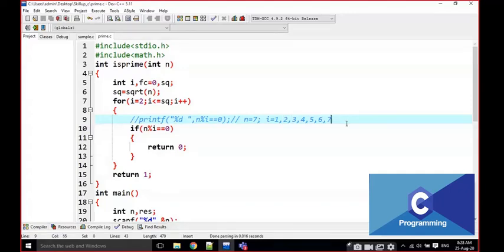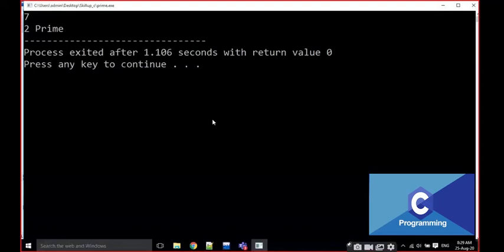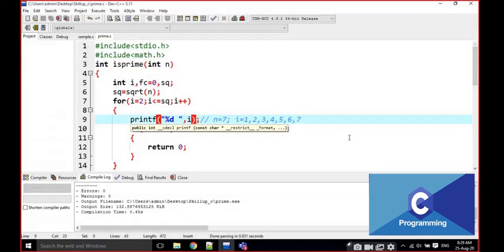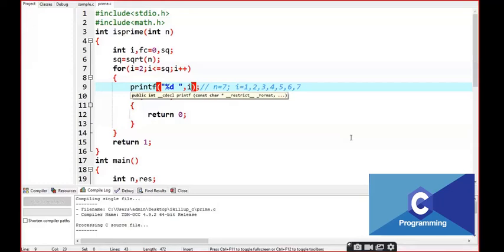For example, what is the square root here? I want to print it. Just wait. Here also I am going to print. Here the n value is 7. It is going to be checked only one time. It is only checking whether 7 is divisible by 2 or not. That's it.